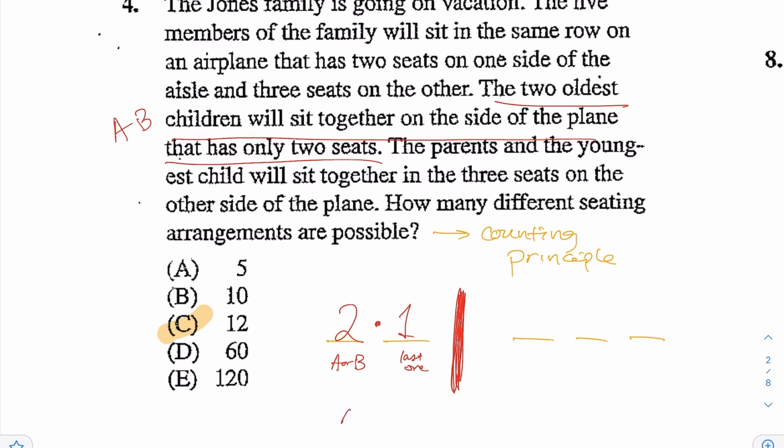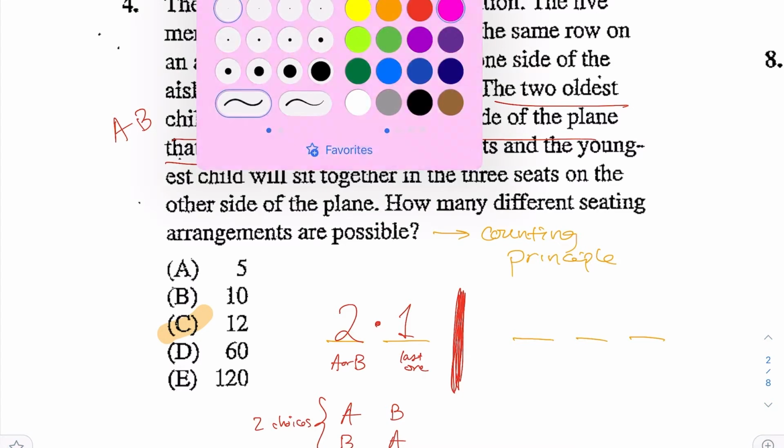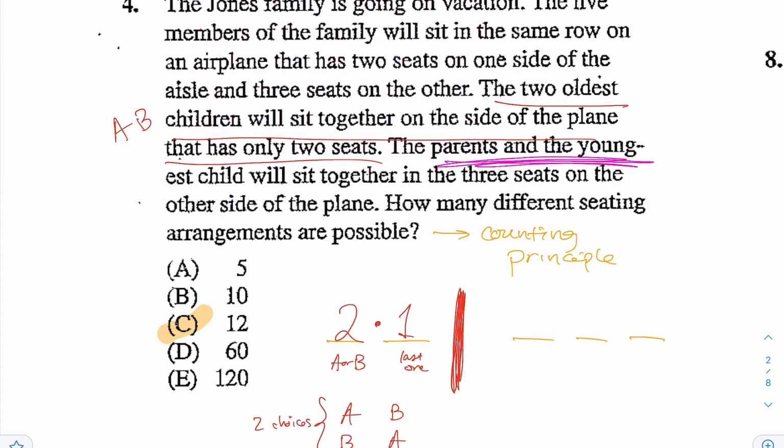You can also figure it out really quickly: it's AB or BA. So you have 2 choices here. Now, for the 3 seats, you actually have 3 options because you have the parents and the youngest child. So let's call them X, Y, and Z. And they're just going to sit on the other side of the plane. So you have 3 options for the first position. You have X, Y, or Z.